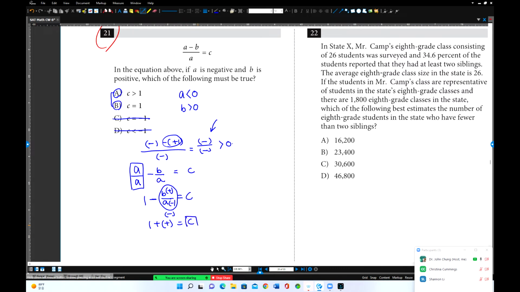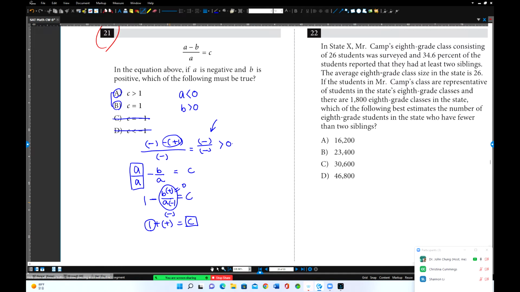But what is C? C must be greater than 1, not equal to 1. If it equals 1, it should be 0 over here, right? But B cannot be 0. B can be any positive number. That's why it should be greater than 1. 0 is okay, that's fine.